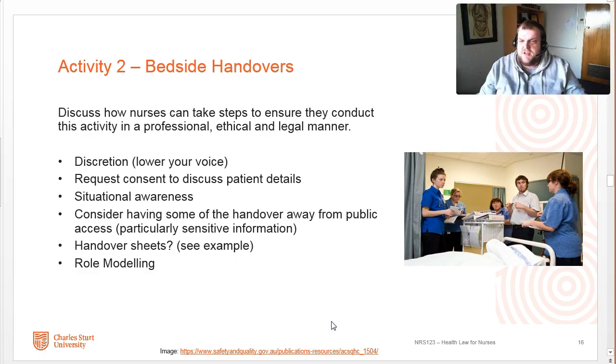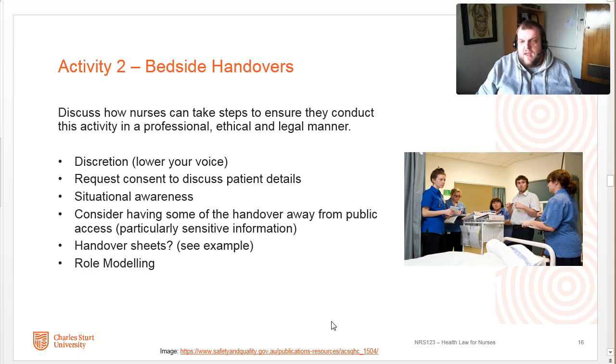Have a bit of situational awareness and be present when you're handing over, thinking about, okay, well, who's behind the curtain? How many people have I got around? If it's a crowded room, is there a lot of people around here? Do we need to have this many people around while we're trying to do handover? That sort of stuff. Having a think about the environment.